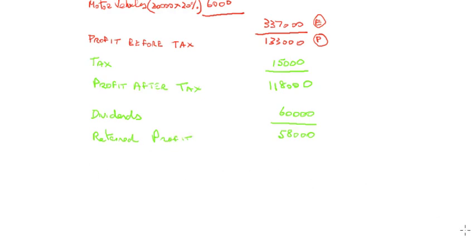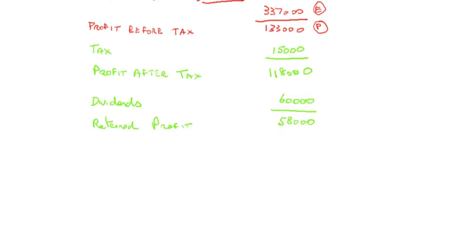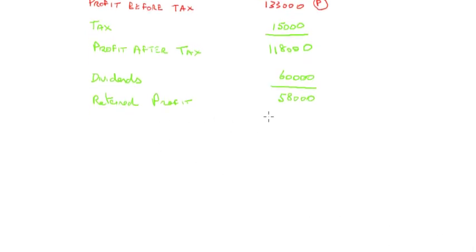Okay, so what do we do with that retained profit? Well, what we normally do is we would add that retained profit to any retained profit from previous years. Now in this case there's no previous year, so there's nothing to add it to, but I think I'll just put it in anyway, because in other examples it might not be the first year. So what we'll call it instead is revenue reserves.